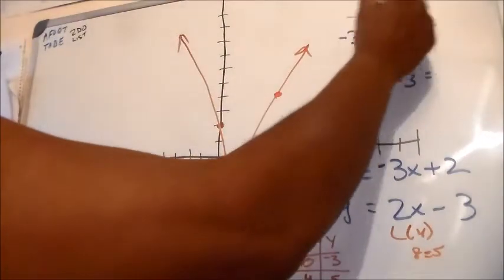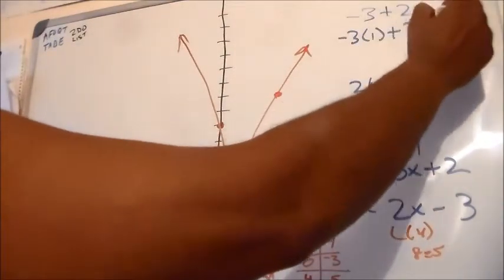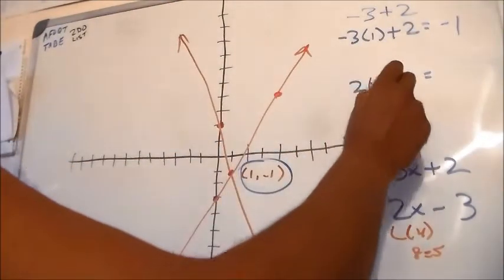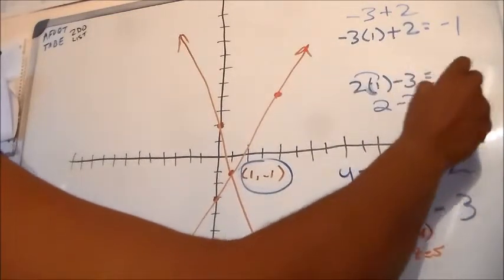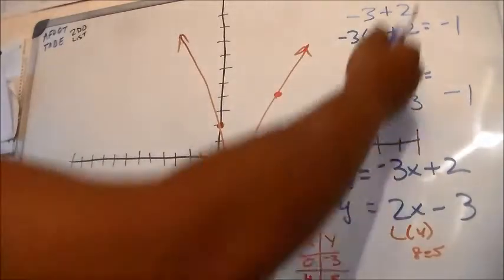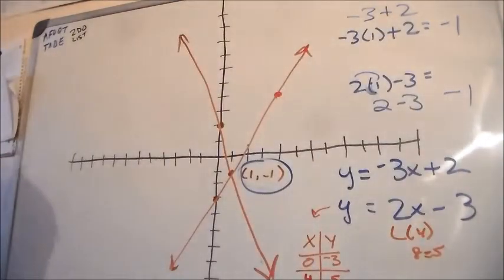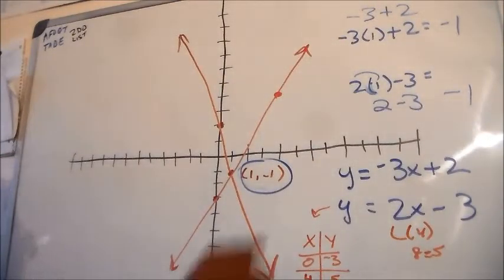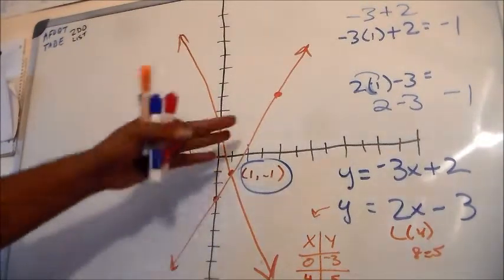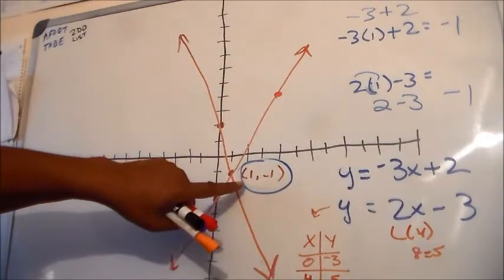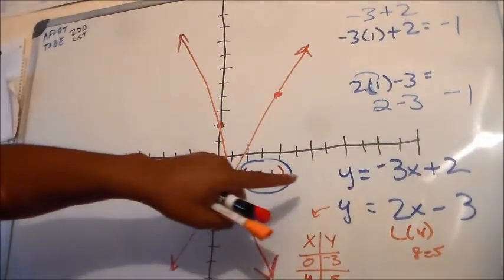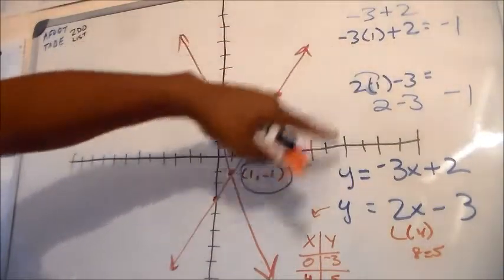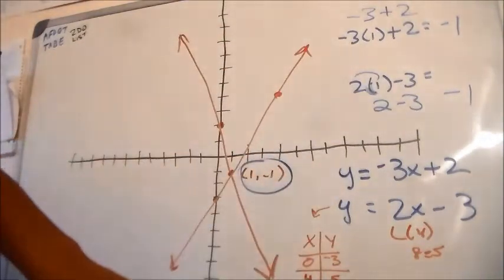So negative 3 plus 2 is negative 1, and 2 times 1 is 2, minus 3 is negative 1. So it worked in both of the equations, and that's how you tell whether the solution you came up with is true. Your solution says both of these lines intersect at x value 1, y value negative 1, and we can plug x and y in both of these equations and they both work.